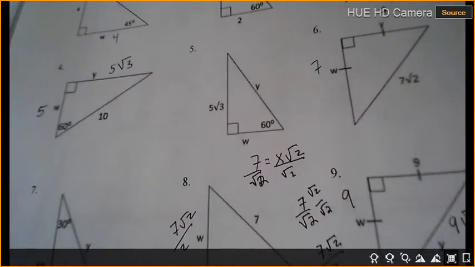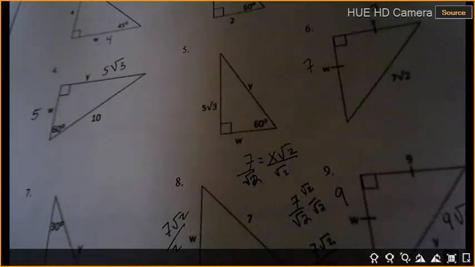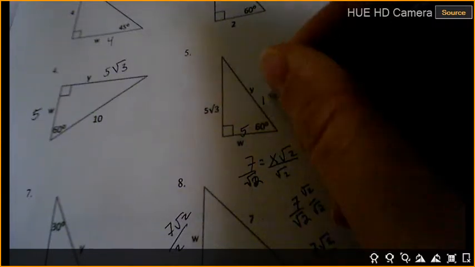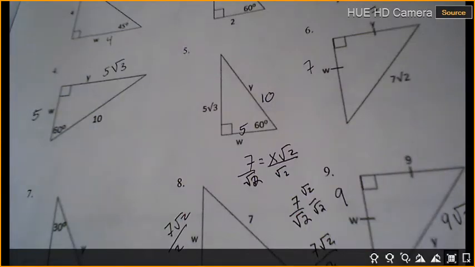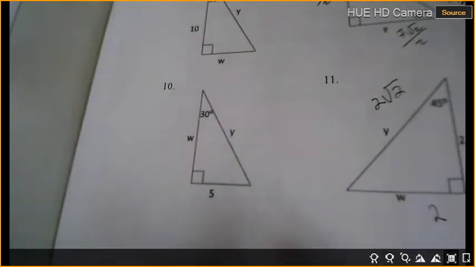Number 5. We've got 5 square root 3 right across from 60. So that would make W what? 5. And that would make Y? Good. All right, now I'm going to give you a harder one. You ready? Do you want to do one more easy one, just to make sure you got it? Let's go right into the heart.